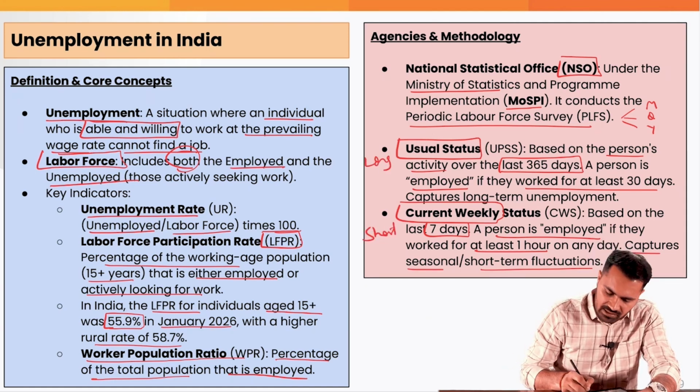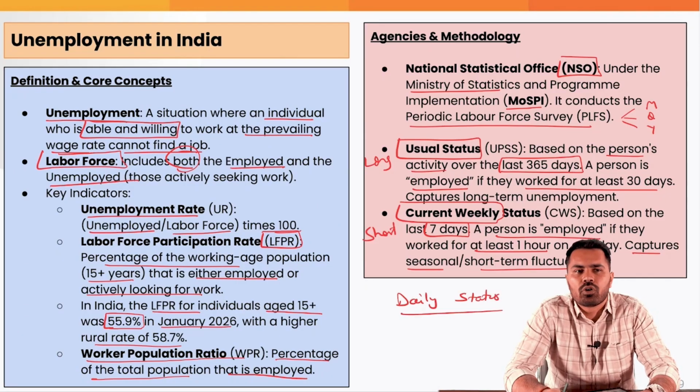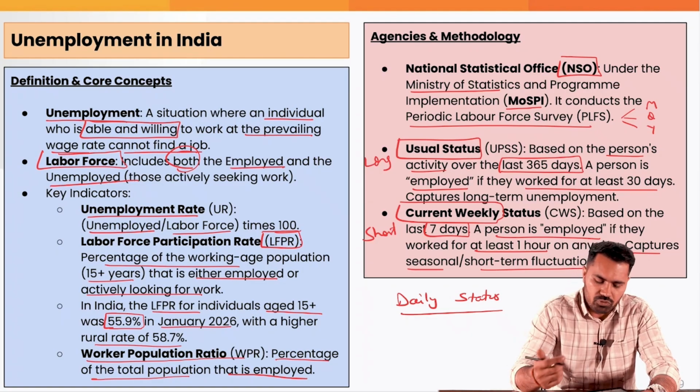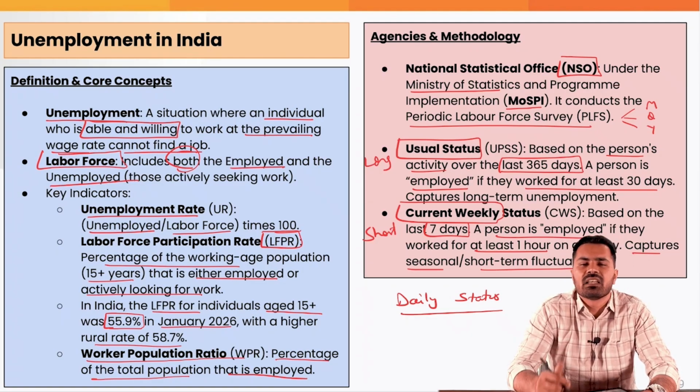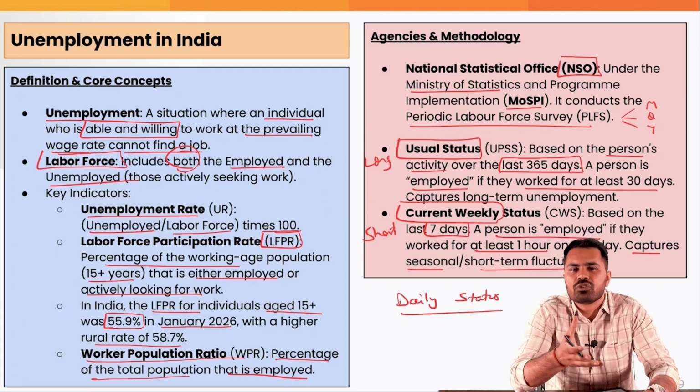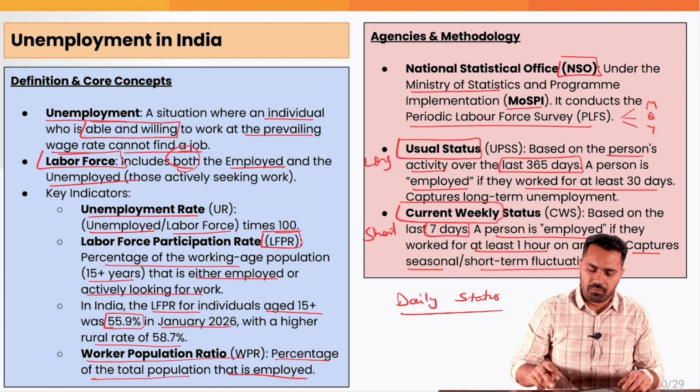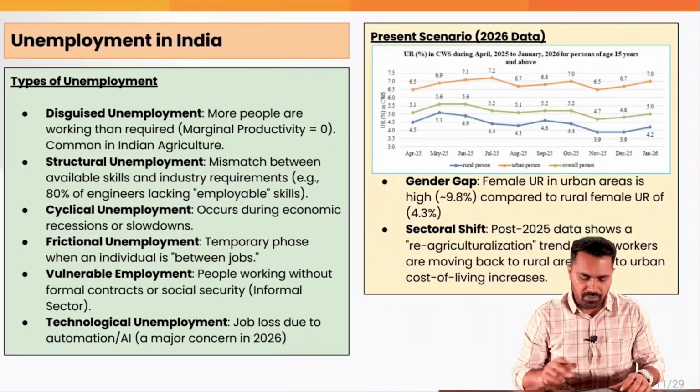Apart from this, there is daily status also. Daily status sees if a person is employed in a day or not. Basically, they count the number of hours a person is employed within a day. But usually your usual status and current weekly status are the major methodologies to count the unemployment and employment rate by the Ministry of Statistics and Program Implementation.